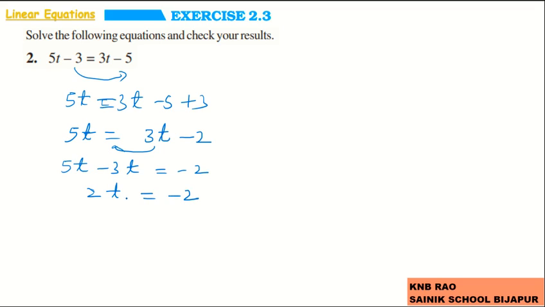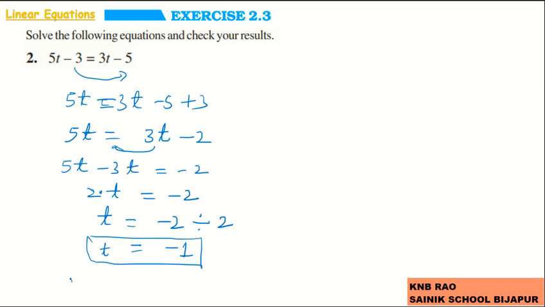On simplification, 5t minus 3t gives you 2t equals minus 2. This 2 is a multiplicand. If it is transposed to the right hand side, it does division, becoming a divisor. So, minus 2 divided by 2 is minus 1. So, t equals minus 1 is the solution. Students, this is the solution of the given equation. Now, we will do checking.